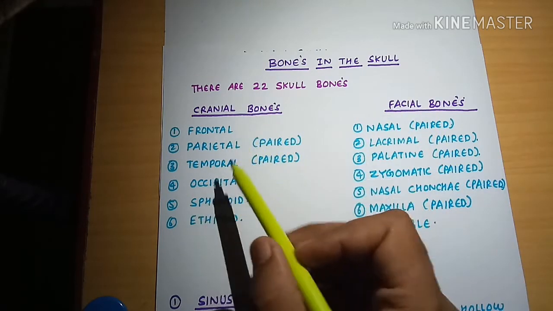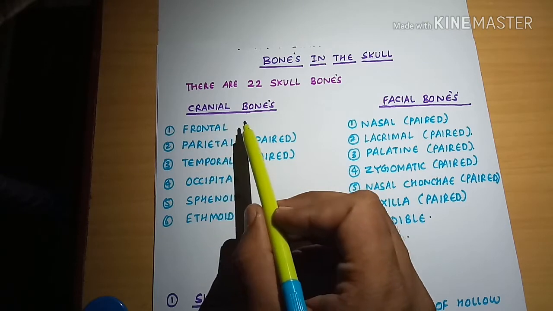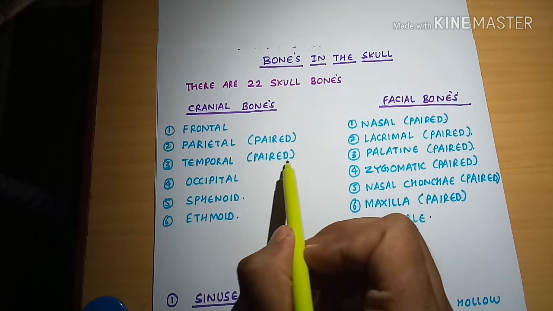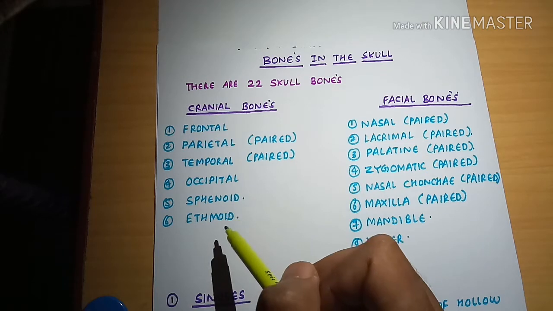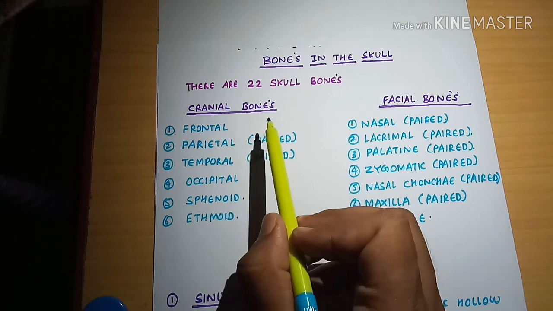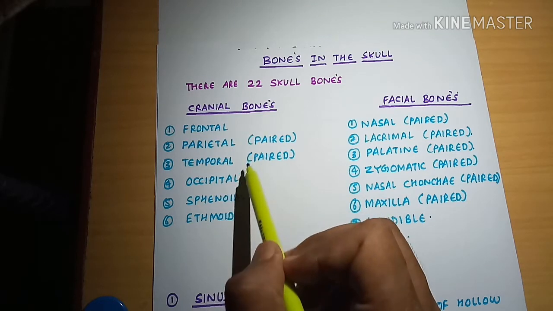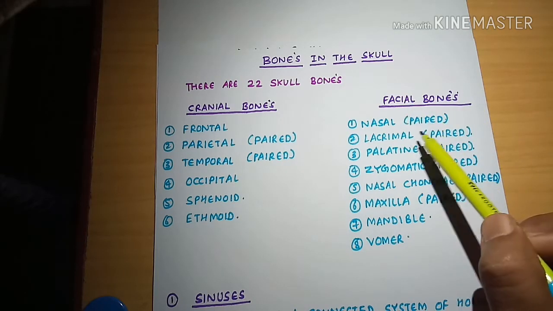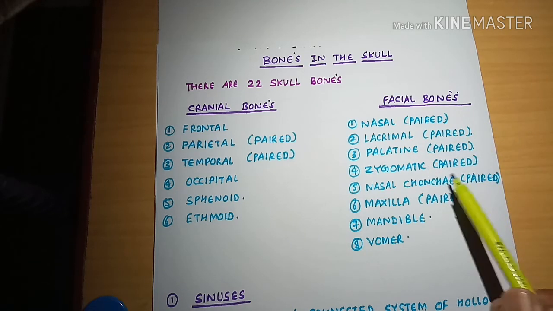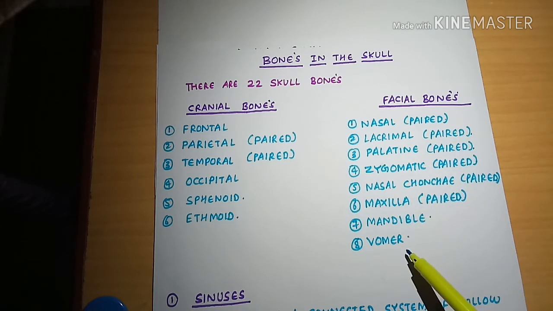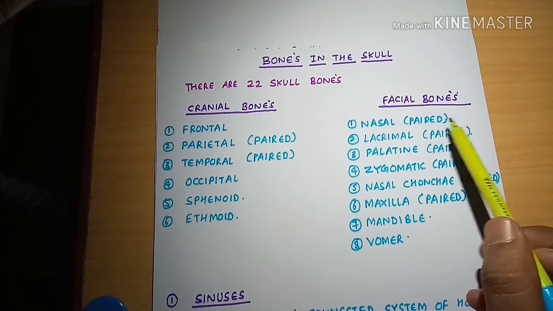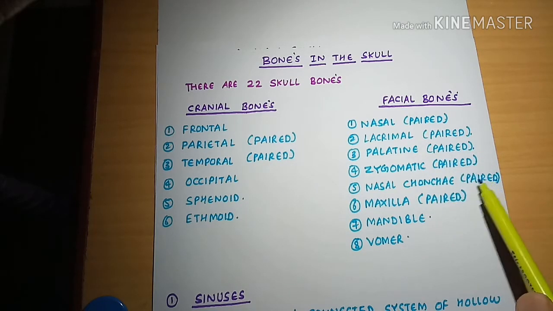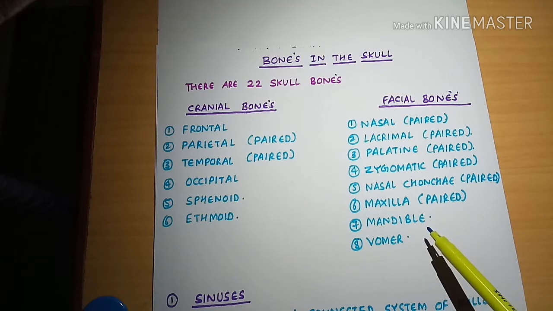The cranial bones are of 6 types: the frontal bone, which is a single bone, the parietal bones, which are paired, the temporal bones, which are paired, the occipital bone, the sphenoid, and the ethmoid bone. And the remaining are the facial bones: the nasal, lacrimal, palatine, zygomatic, nasal conchae, maxilla, mandible, and vomer. The nasal, lacrimal, palatine, zygomatic, nasal conchae, and maxilla are paired, while the mandible and vomer are single in number.